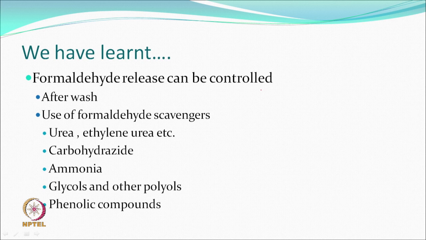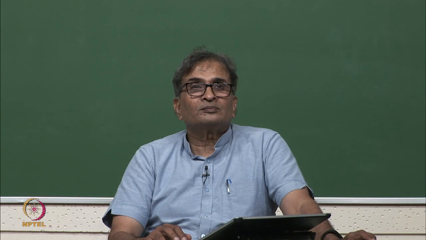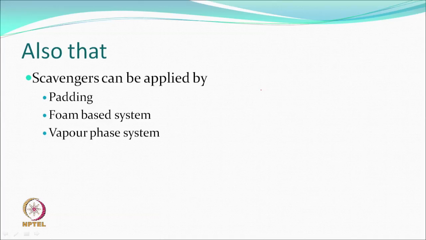One of the methods of course is the afterwash, which we decided that at least for free formaldehyde it is a good idea, or scavengers which can be used in the pad bath, or it can be used as an after treatment, whether urea, ethylene urea etc., they can be reacted, carbohydrazide, ammonia, glycols, other polyols as well as various phenolic compounds can be used as scavengers. And also we learned that you can of course apply these by a padding process, you can apply them through a foam based system, or in a vapor phase system these scavengers can be applied effectively. Finally, obviously to reduce the release of formaldehyde in the environment.